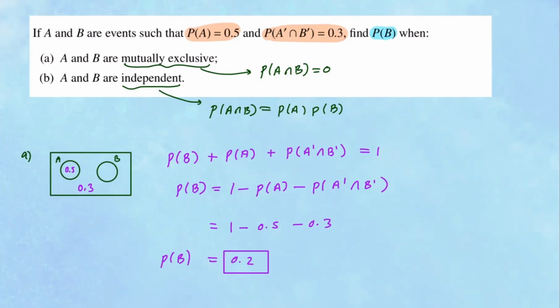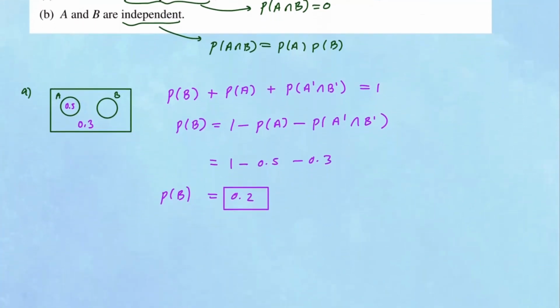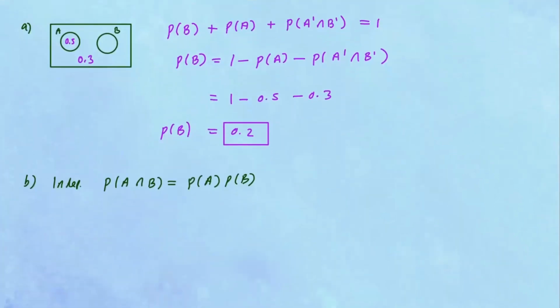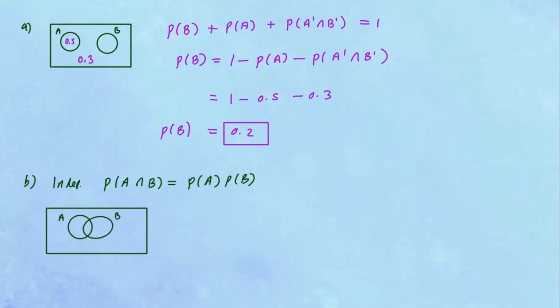All right, for the next part, we're going to assume independence. For part B, we assume A and B are independent. That means the probability of A and B is equal to the probability of A times the probability of B. Here you're going to have to draw a Venn diagram like this, where there will be something in the intersection. The only thing we know at this point is this is 0.3.